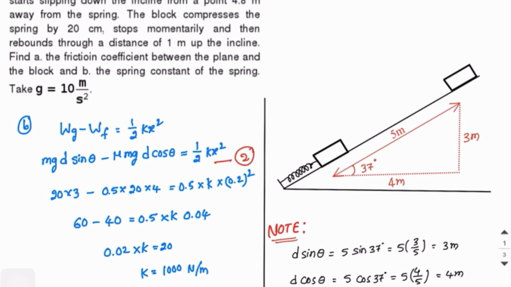If I substitute these values, with the maximum compression in the spring being 0.2 meters, in equation 2, we will get 20 into 3 minus 0.5 into 20 into 4 is equal to 0.5 into k into 0.2 whole squared. After calculation, I got the k value as 1000 Newton per meter. And this is our answer to the question.